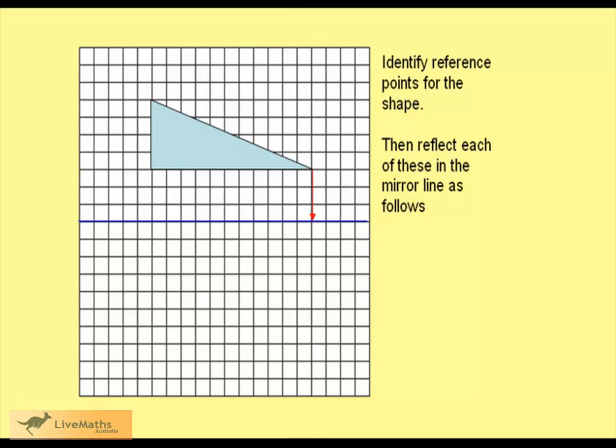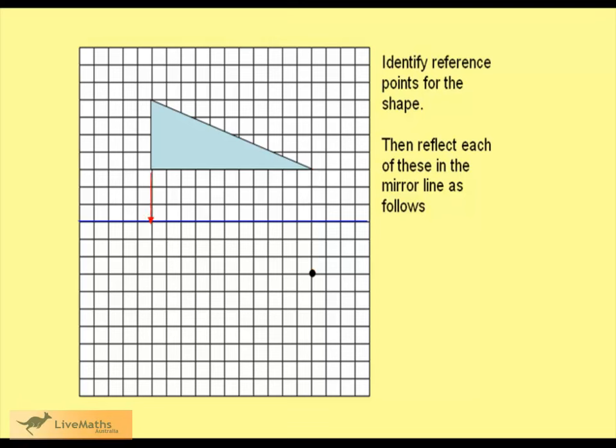Take this reference point. We take it up to the mirror line and then beyond, so that it is the same distance beyond as it was up to the mirror line. Think about your own reflection in a mirror. It appears to be the same distance behind the mirror as you are in front. So this first reference point has moved to here.